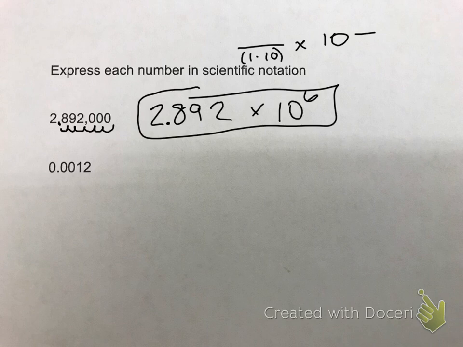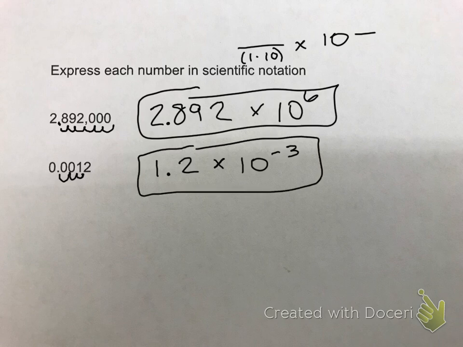Same thing with the next example. If we're going to make this between 1 and 10, that decimal would have to be between the 1 and the 2. So it would be 1.2. Again, it's always times 10 to some exponent. Well, if that decimal were here, we're going 1, 2, 3 spaces to the left. So that means that our exponent is -3. That's how many times it took to get the decimal back to where it originally was. So there's our scientific notation.